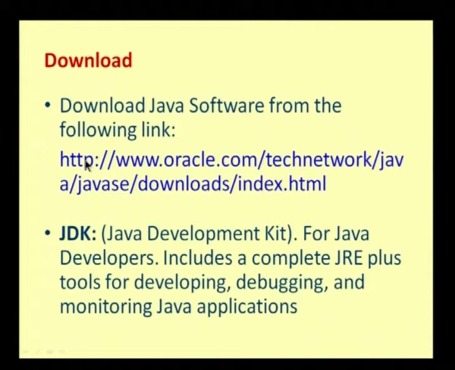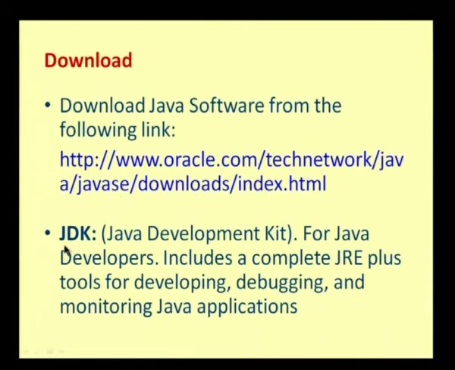The latest version we are using is Java 7, and in order to download the Java software you can use the following link. This is available on the Oracle website, and you can see Java SE. Java SE is your software development kit, Java Standard Edition. Standard Edition has the basic core Java functionalities necessary to develop a core Java application.